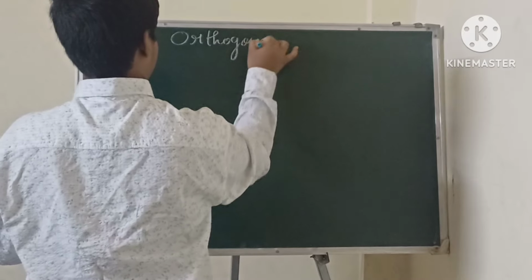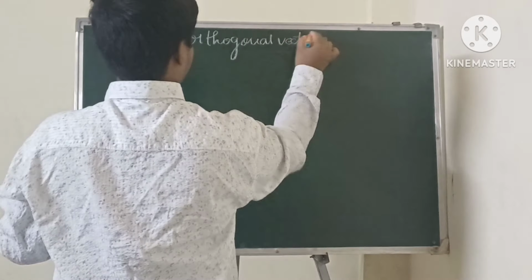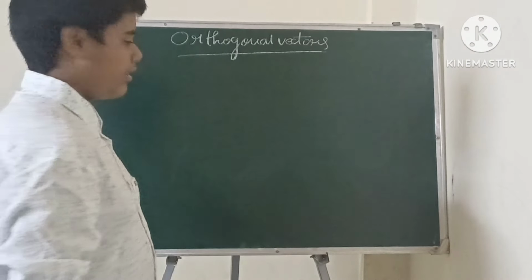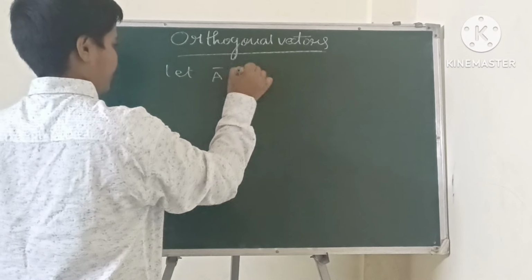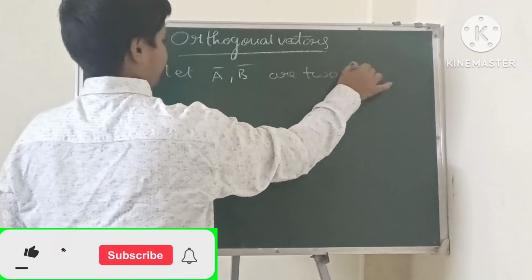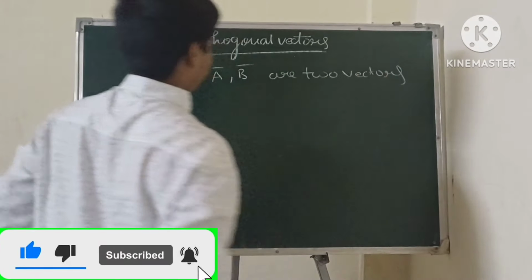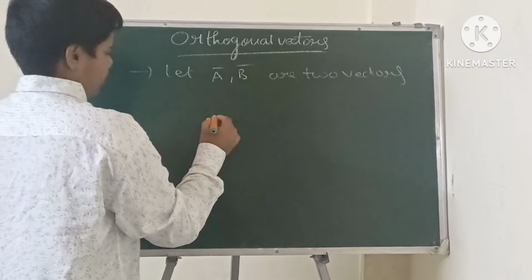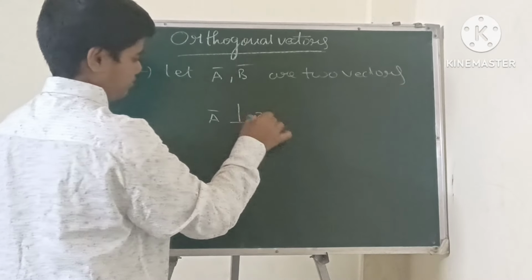Today I will explain about orthogonal vectors. So what are orthogonal vectors? Let A bar and B bar be two vectors, and A bar is perpendicular to B bar.